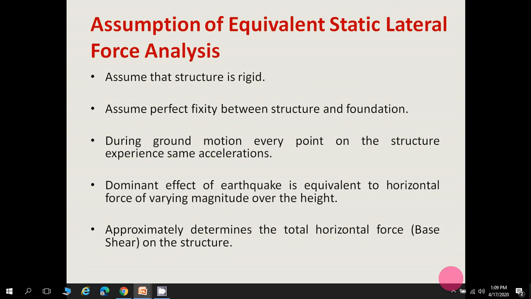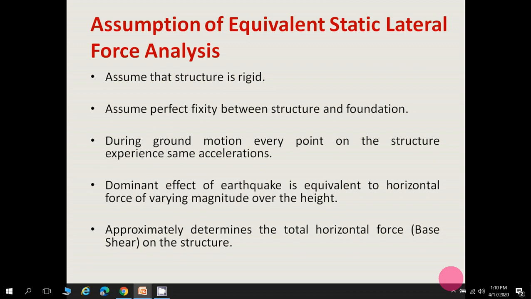Third one is that during ground motion, every point on the structure experiences the same acceleration. It means while an earthquake is acting on a building structure, then each and every point of the building structure is experiencing the same amount of acceleration. So these are the assumptions, and it dominates the effect of earthquake as equivalent to a horizontal force of varying magnitude over the height.